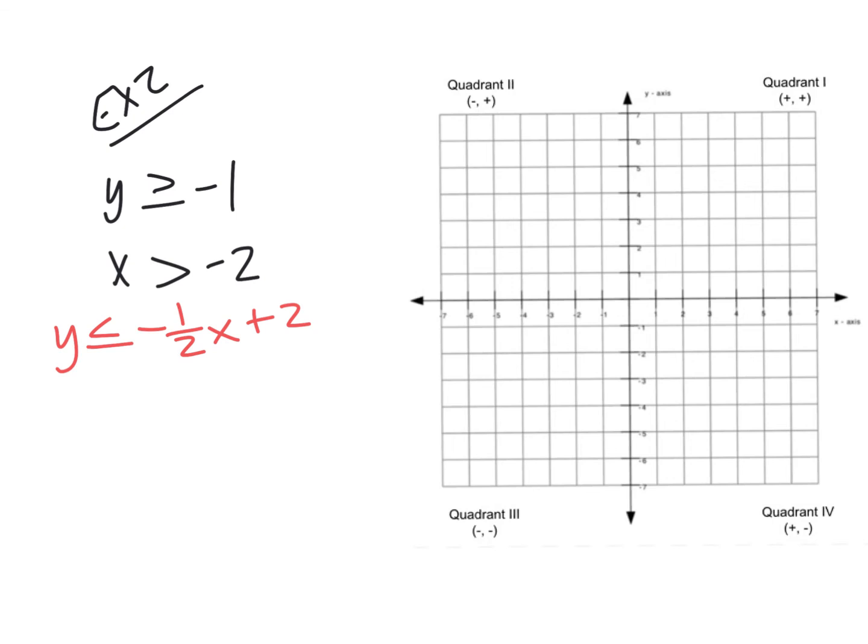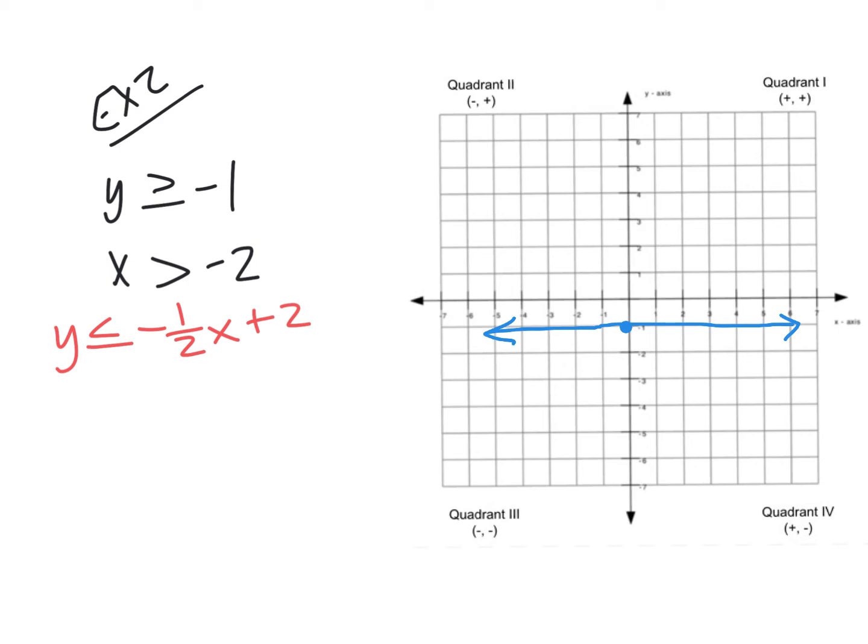That makes sense so far, right? Yes. -1, put a dot. And then what kind of line is this? I don't have a slope, do I? No, so it's a nice horizontal line. Is it solid or dashed? It's solid, because it's got the equal underneath. Yeah. All right, so we got our horizontal line.